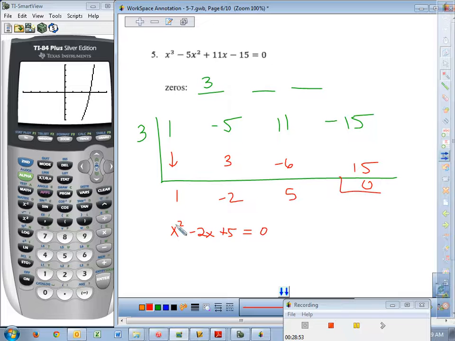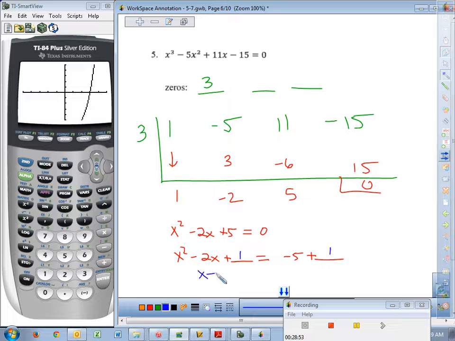I would complete the square also if a is 1 and b is even. If that's not the case, if a is not 1 and b is not even, I would use the quadratic formula. It's up to you, whatever you want to do. But then that'd be x squared minus 2x plus blank equals negative 5 plus blank. What goes into blank? Half of this is negative 1. Put in a 1 and 1.